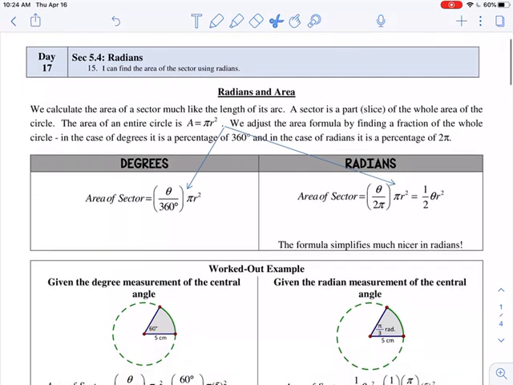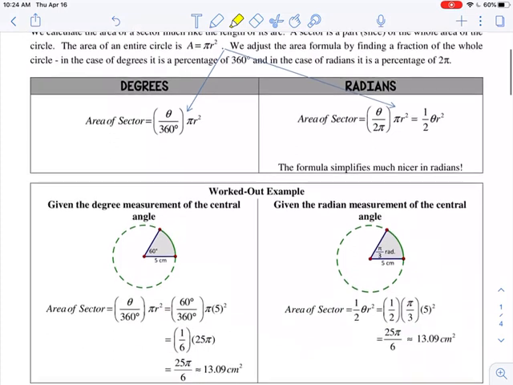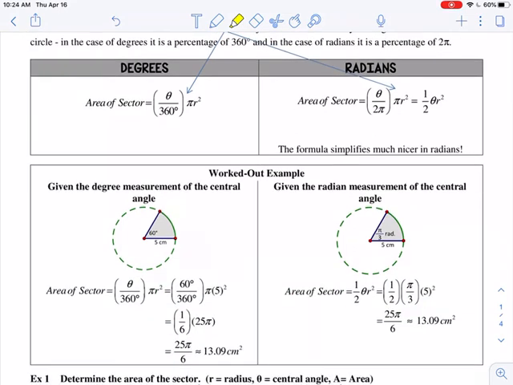So, what we're looking for is the area of a sector, which basically means, if I look down here at the worked out examples, the area of a sector is going to be like this little slice of pie. So, we're looking for that area when we're doing this.